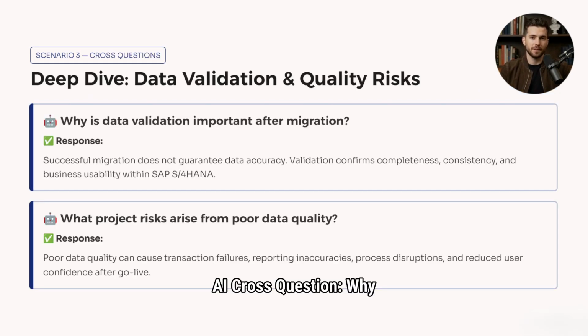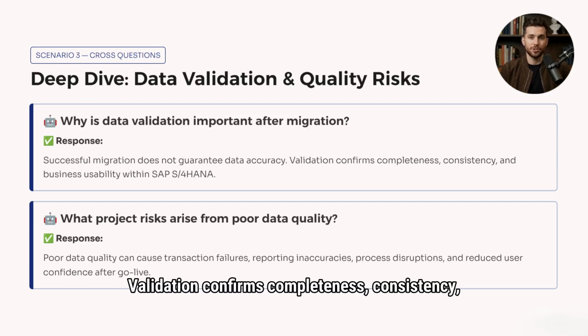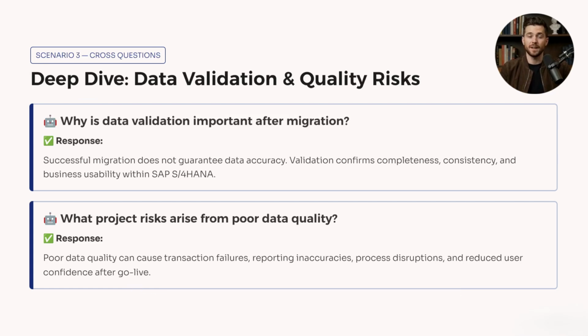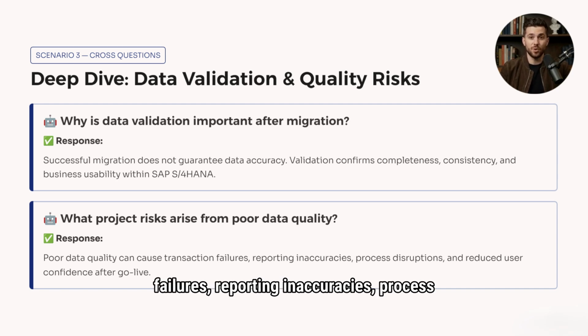AI cross-question: why is data validation important after migration? Best response: successful migration does not guarantee data accuracy. Validation confirms completeness, consistency, and business usability within SAP S/4HANA. AI cross-question: what project risks arise from poor data quality? Best response: poor data quality can cause transaction failures, reporting inaccuracies, process disruptions, and reduced user confidence after go-live.